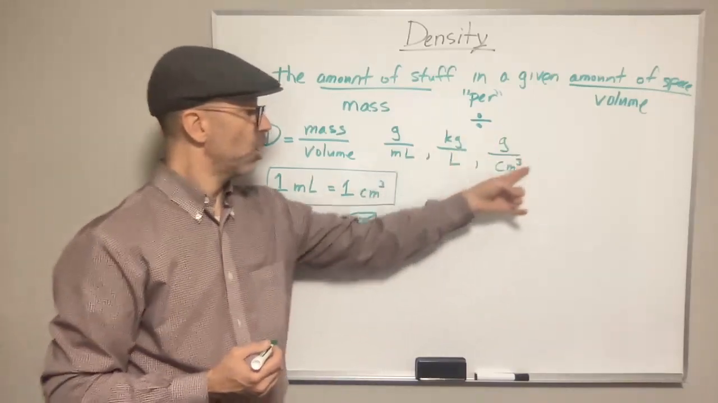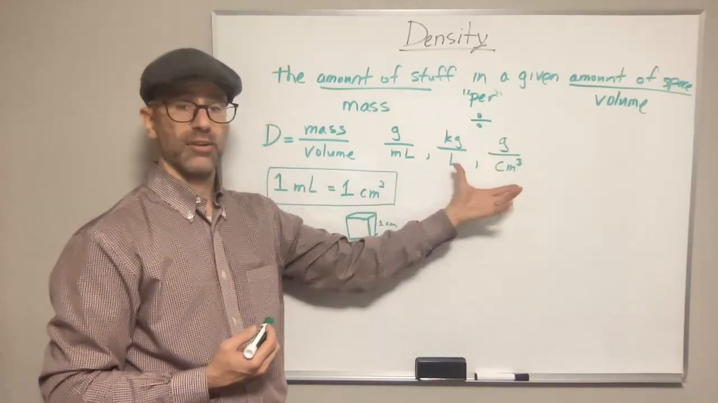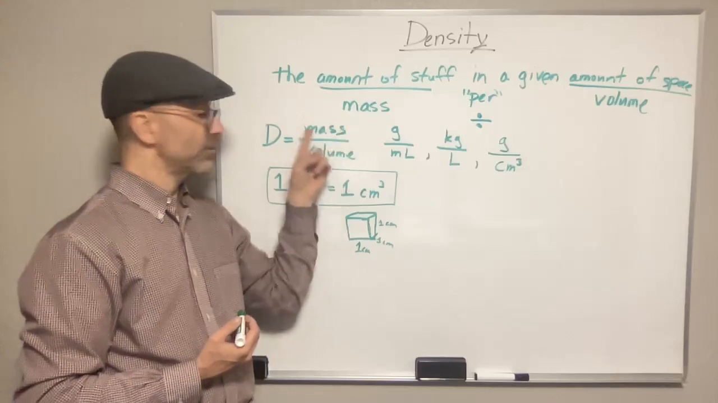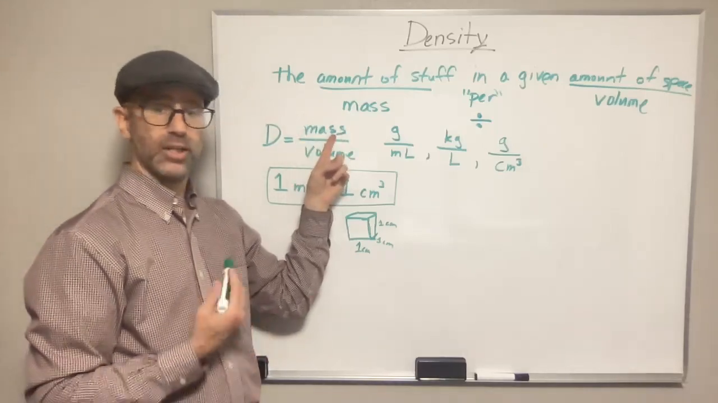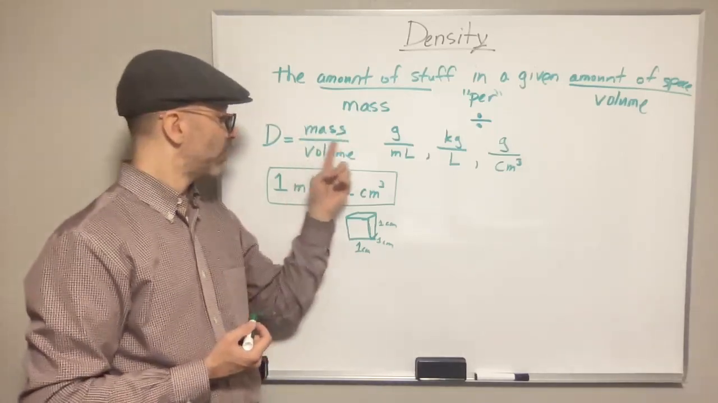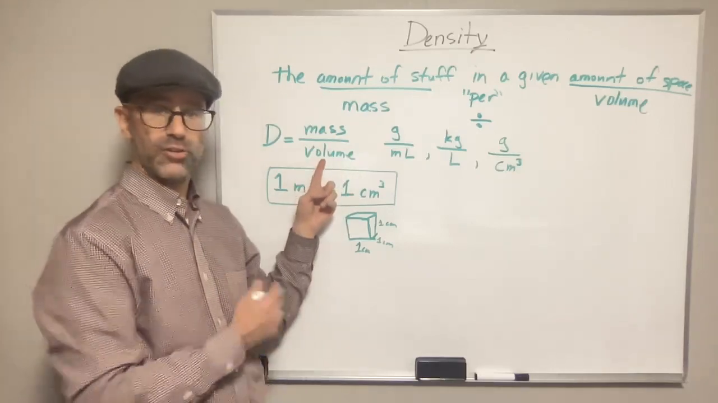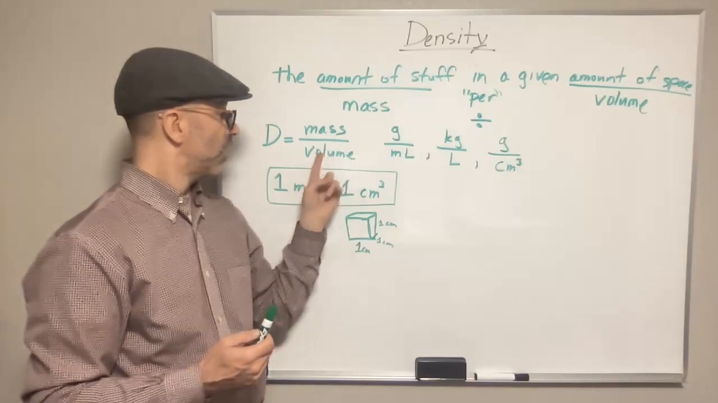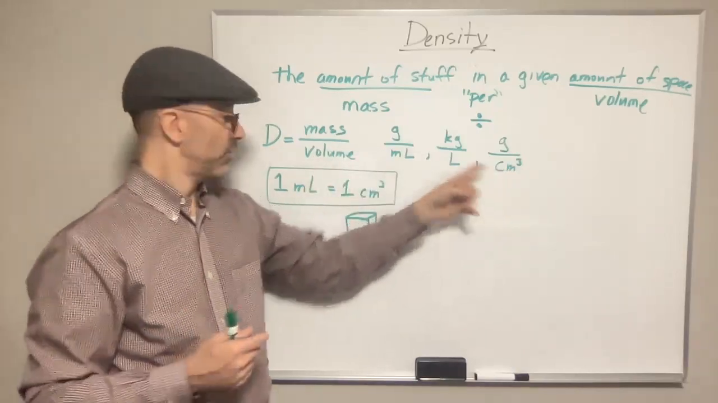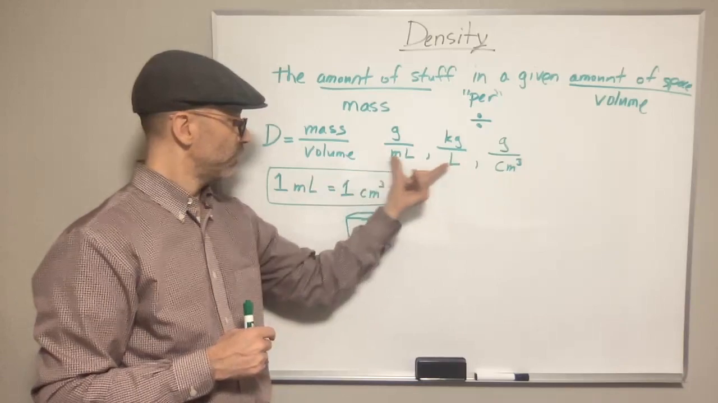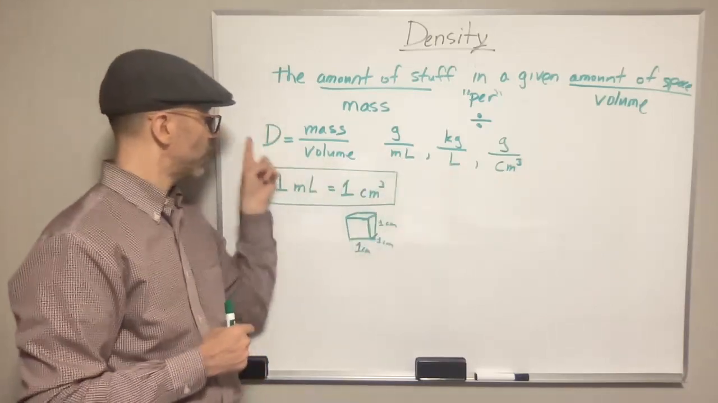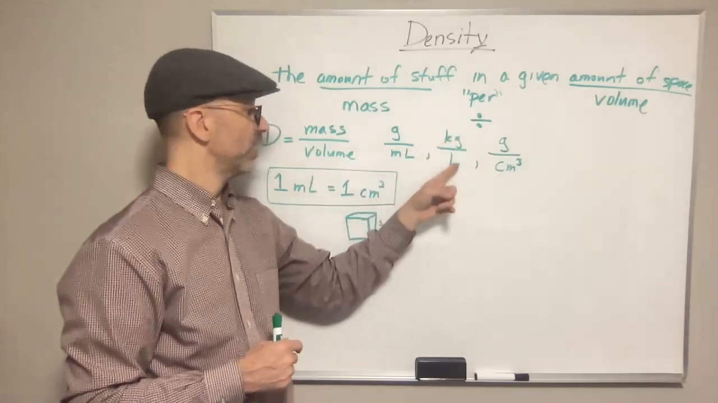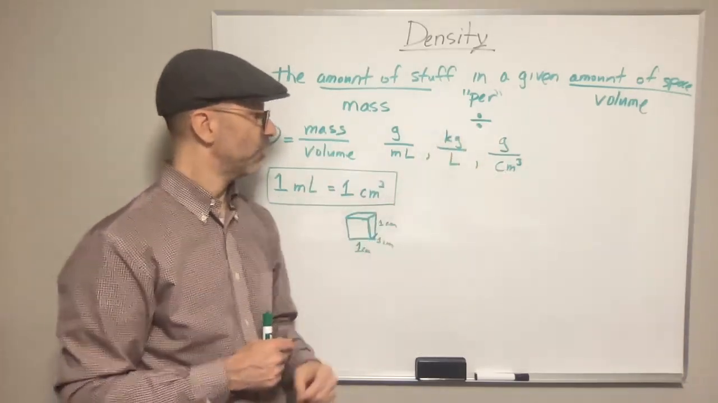And so these are what we call derived units because they are derived from other units. So mass has its unit, grams or kilograms or whatever, and volume has its unit, milliliters, liters, centimeters cubed. Centimeters cubed would be a derived unit, but these would not be derived units. But the unit of density is derived from these other units, so kilograms and liters, grams and centimeters cubed.